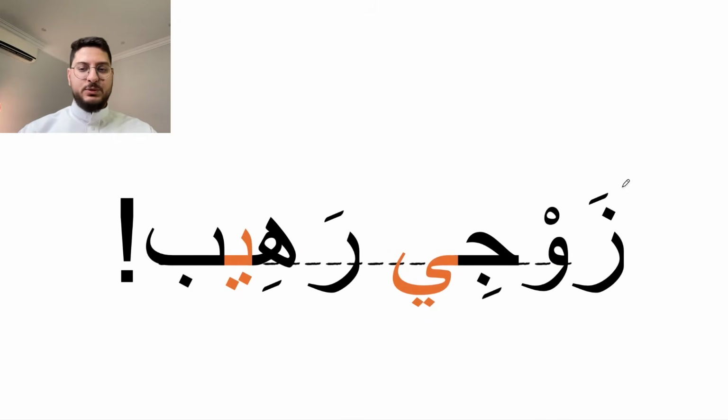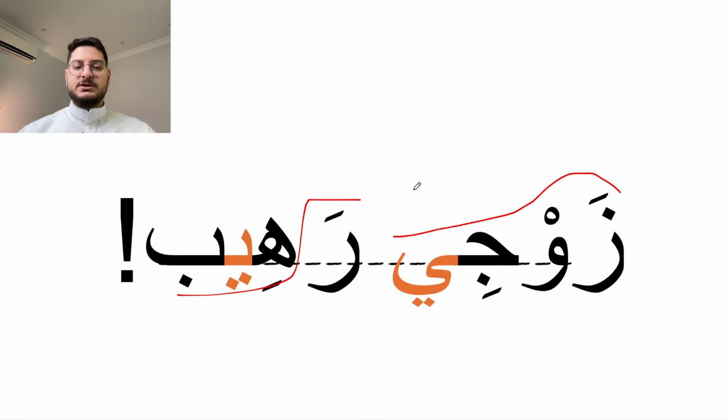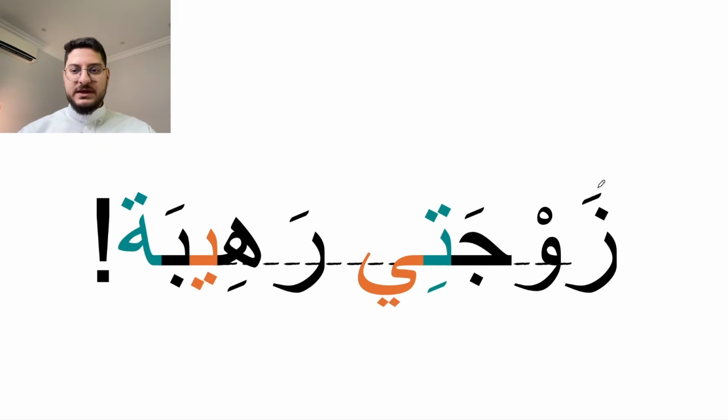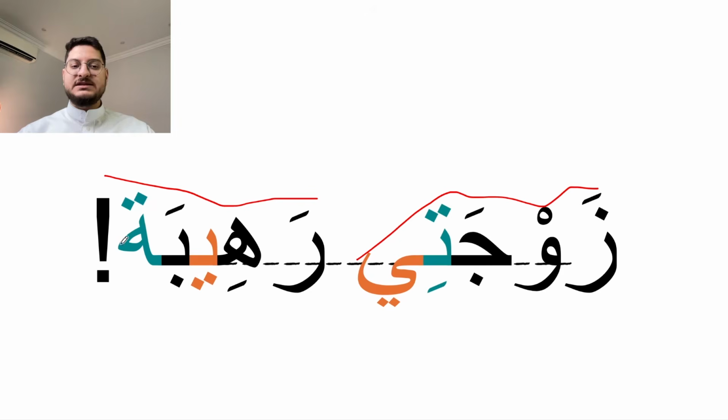Let's look at this example. Zawji, my husband. Zawji, rahib. Rahib is amazing, so my husband is amazing. Zawji, rahib. What about this one? Zawjati, so my wife. Zawjati, rahiba. Rahiba is amazing, but with a ta marbuta because I'm talking about my wife, which is a female. Zawjati rahiba. My wife is amazing.